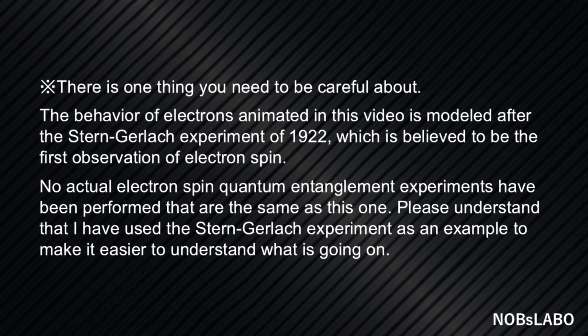As a note, there is one thing you need to be careful about. The behavior of electrons animated in this video is modeled after the Stern-Gerlach experiment of 1922, which is believed to be the first observation of electron spin. Though no actual electron spin quantum entanglement experiments have been performed that are the same as this one. Please understand that I have used the Stern-Gerlach experiment as an example to make it easier to understand what is going on. Now we're ready to go. Let's get started.